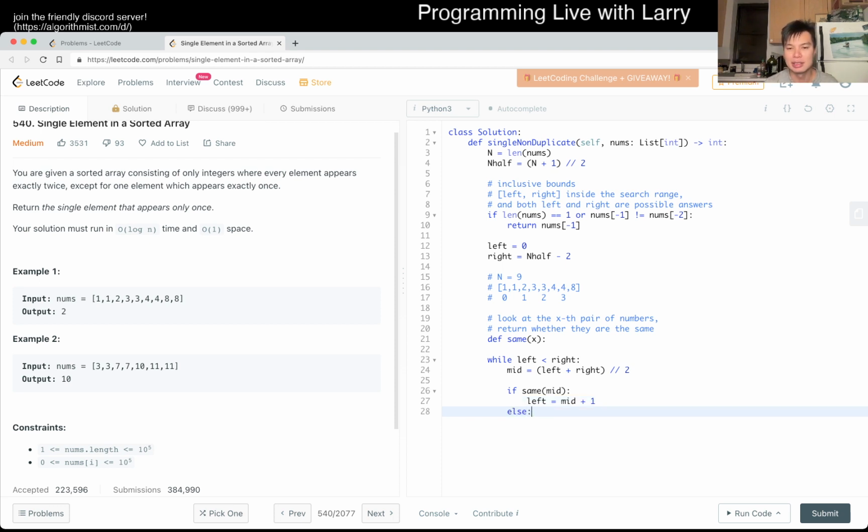And then else, if this is a possible answer, but we want to forward everything to the right, therefore right is equal to mid. And I think that should be good. So then at the very end, left is equal to right, and it's also the index which contains our answer. So that should be good.